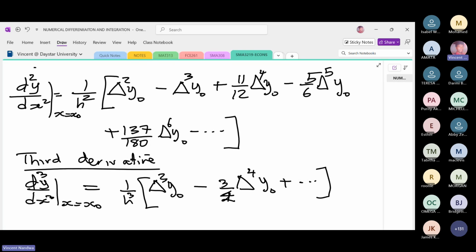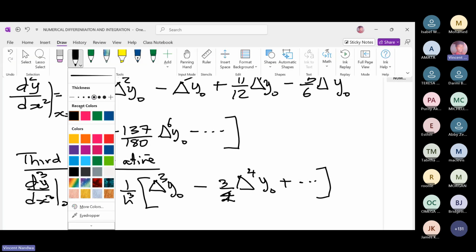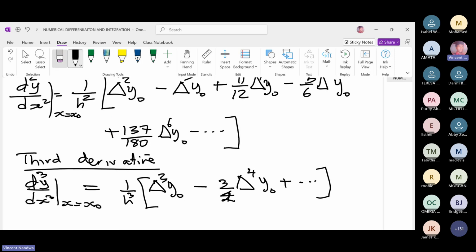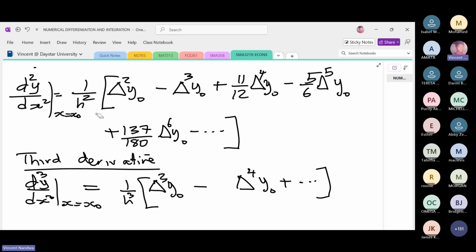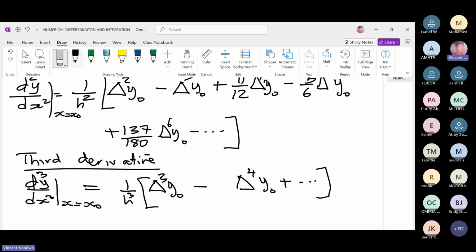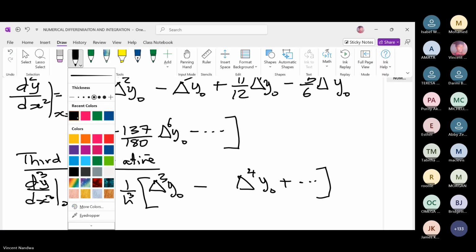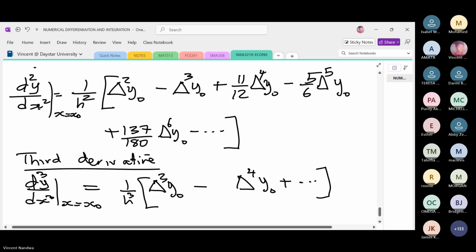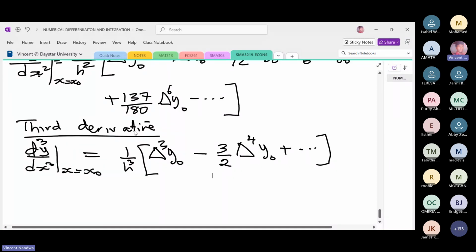At your own free time, you can differentiate many terms of the Newton forward interpolation formula to see how we can get the other terms of this same formula. But this is just a few terms after doing the derivation. So those are the formulas that we will make use of.